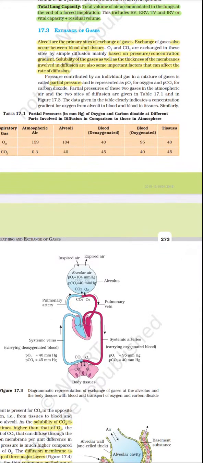The pressure contributed by an individual gas in a mixture of gases is called partial pressure and is represented as pO2 for oxygen and pCO2 for carbon dioxide. Partial pressures of these two gases in the atmospheric air and the two sides of diffusion are given. There is a gradient for oxygen from alveoli to blood and blood to tissue.